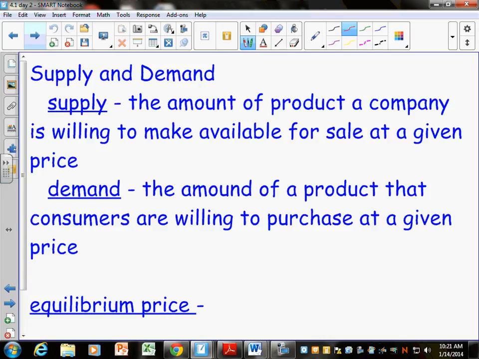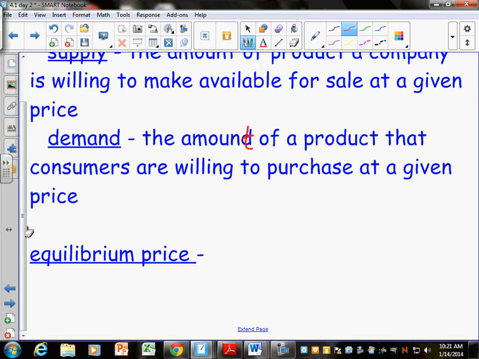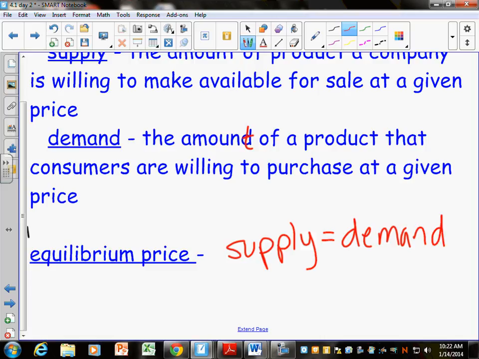But supply and demand, I should care about econ because it's math. Supply is the amount of product the company is willing to make available for sale at a given price. Demand is the amount of product that consumers are willing to purchase at a given price. So what do you think the equilibrium price is? I like to say that's when supply equals demand. So the nice thing in terms of math, when they ask you to find the equilibrium price, all you have to do is set the supply equation equal to the demand equation, and you solve it.